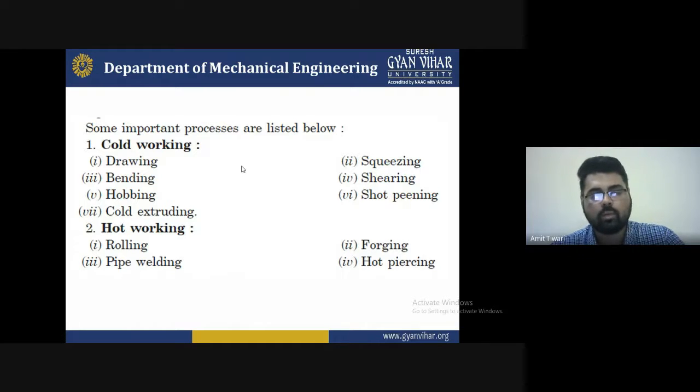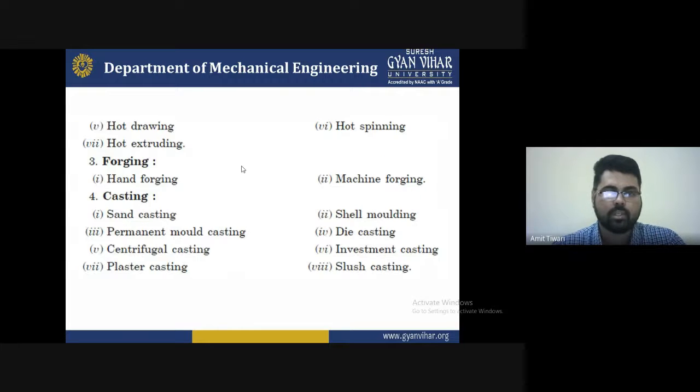The second one is hot working. The operations considered here are rolling, forging, pipe welding, hot pressing, hot drawing, hot spinning, and hot extrusion. All are part of working where the material is passed through hot working and cold working operations to enhance mechanical or other properties of the material, by reducing or increasing the diameter, or by providing much more strength.